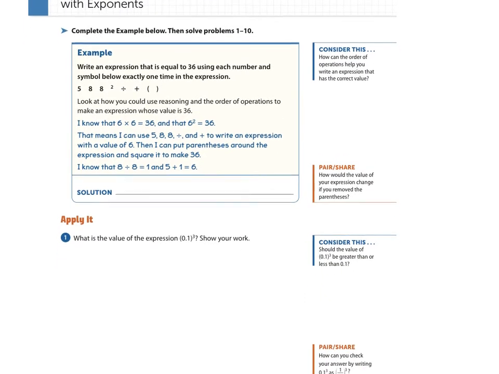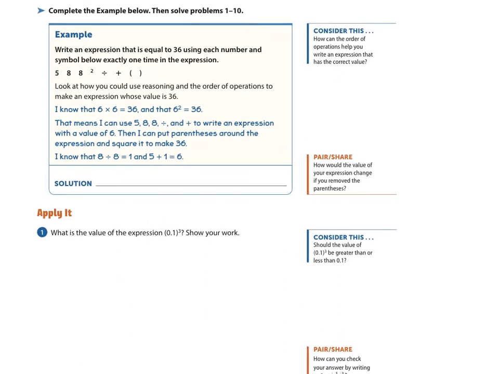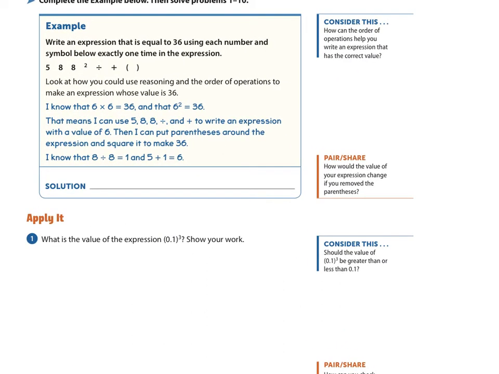You've already attempted these. So the example: write an expression that is equal to 36 using each number and symbol below exactly one time in the expression. So we're trying to get to 36. So we're going to use the numbers 5, 8, and 8. This is a power of 2, a division, an addition, and parentheses. Look at how you could use reasoning and the order of operations to make an expression whose value is 36.